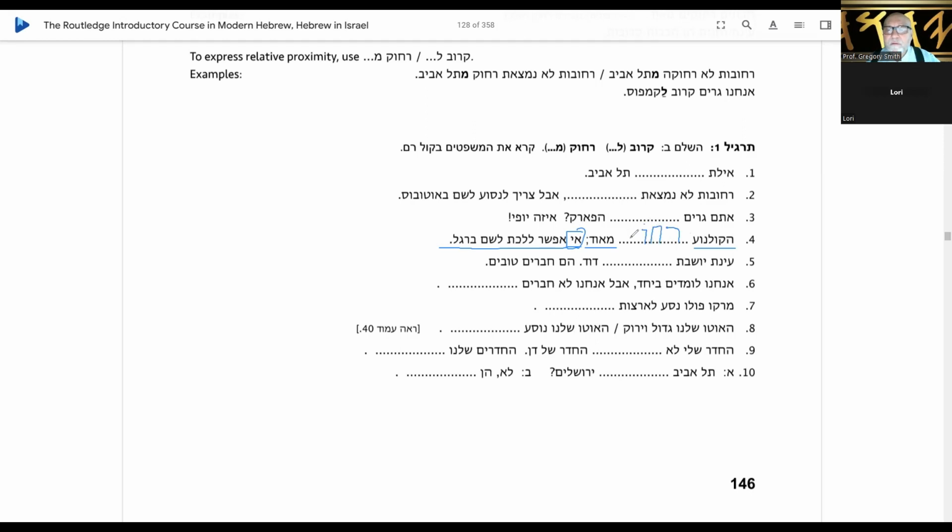Now the question is, we're talking about a cinema. Is this an adverb? I think this is the adverb here, me'od. So I am thinking that I need to put rahoka there. No. The cinema is very far. Hakolnoa rahok me'od. Okay, so it's not rahoka, it's rahok.